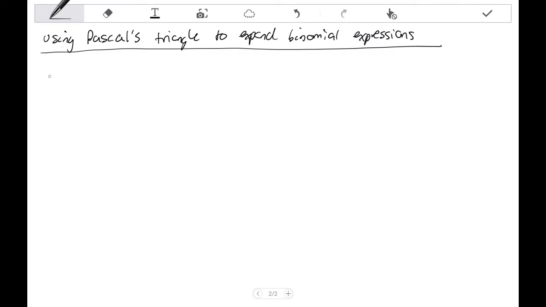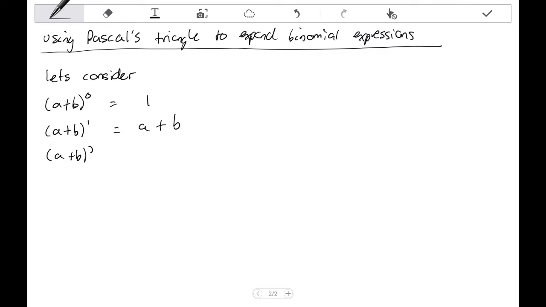Okay, so I want us to consider the following. Let's consider a plus b to the power of 0, which is going to be equal to 1. And then a plus b to the power of 1, going to be a plus b. Now let's look at a plus b squared. So obviously these are all binomial expressions, okay? And we're going to expand them. If you expand this one, you'll get a squared plus 2ab plus b squared.